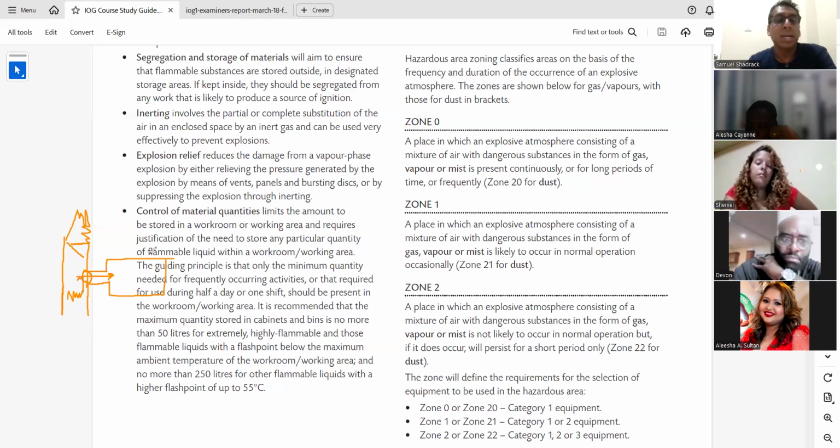So things like explosion relief devices, please try to learn some of them, because some of them could be a panel, some of them could be a disc. If it's a panel, the panel will just open. It wouldn't really blow out. It's like a hinge, and the hinge will just open, and the excess heat and pressure will get into your blowdown facilities, right? Of course, controlling the material quantities is very good.